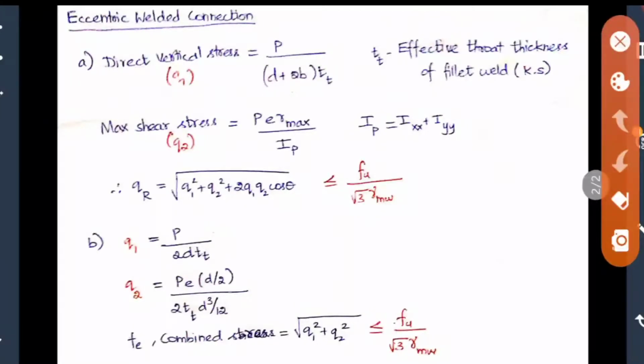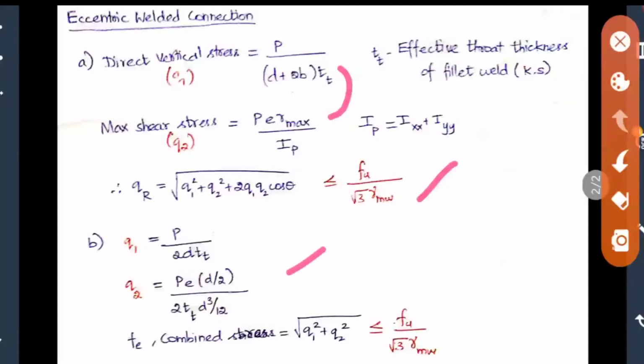And the maximum shear stress, they call it q2, is equal to P·e·r_max/Ip, where Ip is the polar moment of inertia, which is equal to Ixx plus Iyy. The combination of these both gives you the resultant qr, which is equal to √(q1² + q2² + 2q1q2 cos θ). This cos θ involves the angle between the vertical stress line and the shear stress line. This should be less than or equal to fu/(√3 γmw). This formula we will also see in the welded connection. So for the safety check, it should be less than this value.